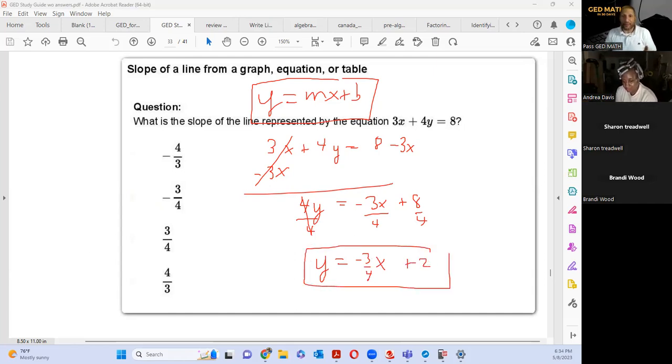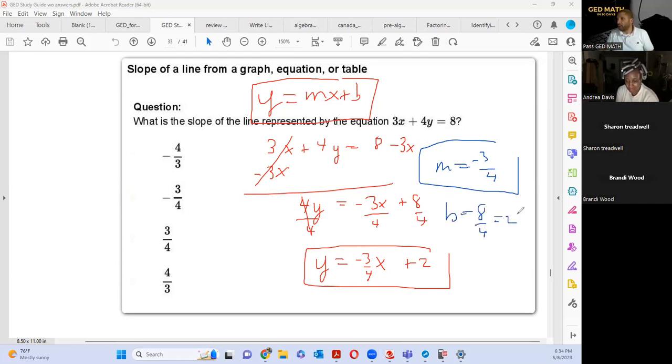Now let's look at my way. m equals opposite of A, minus 3 over 4. Negative 3 over 4. Done. Y-intercept, C over B. 8 divided by 4 is 2. Done.